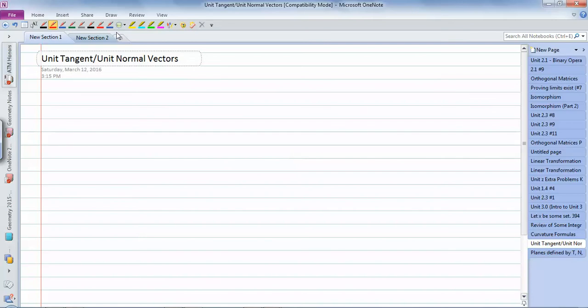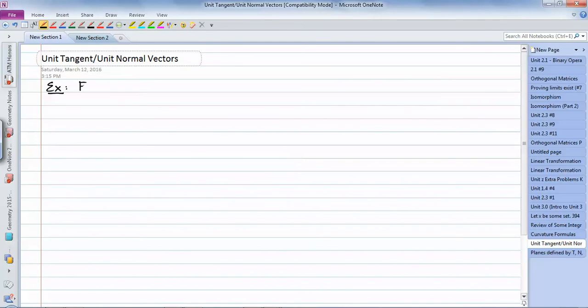Right, so this video is going to do an example problem on finding a unit tangent vector and then a unit normal vector for a specific function. It's mainly to show you that this can get kind of messy. So, let's get started. Example.